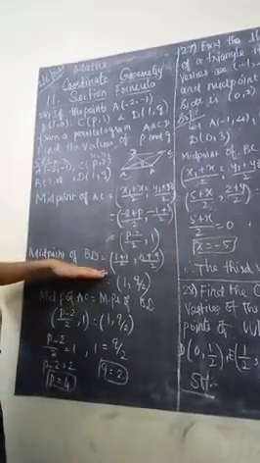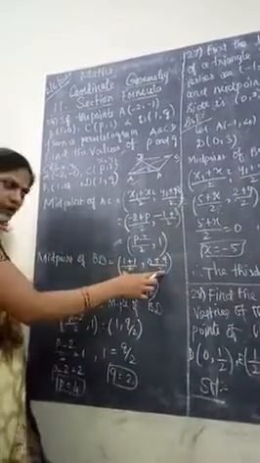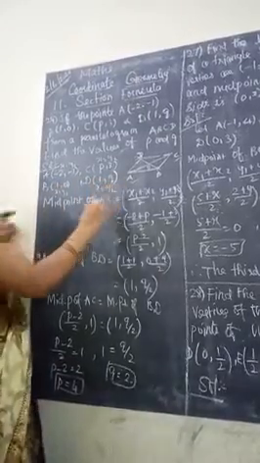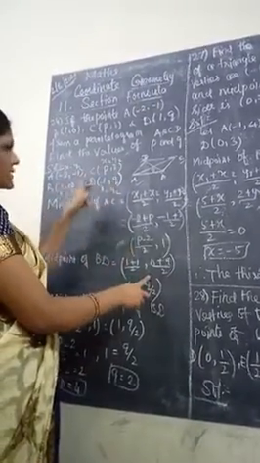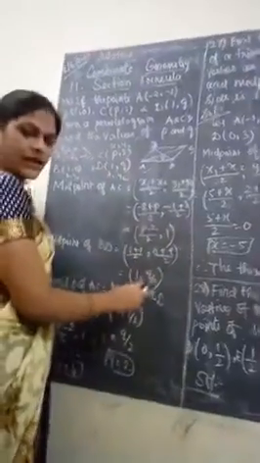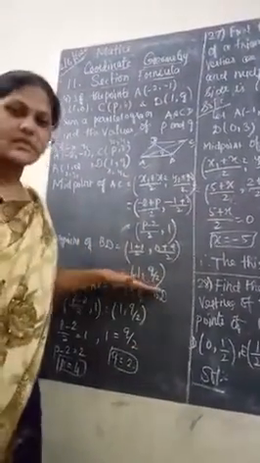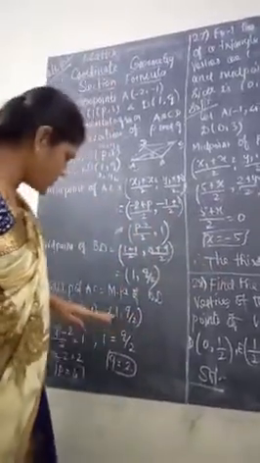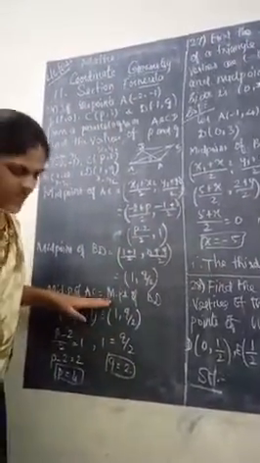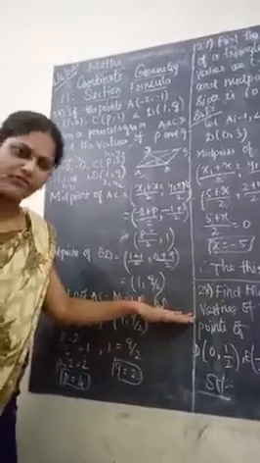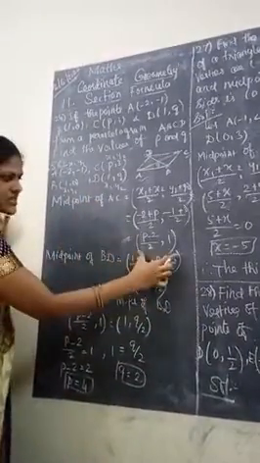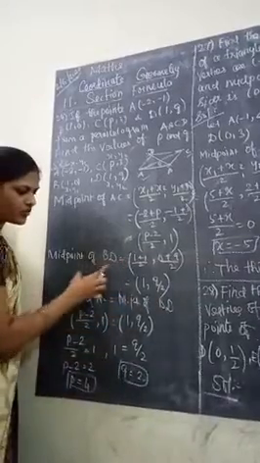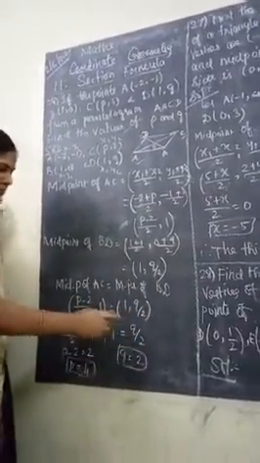Next we need to find the midpoint of BD. Again, no need to write the formula. B is x1, y1, D is x2, y2. So (1 plus 1) by 2, (0 plus Q) by 2. So 1, Q by 2. In a parallelogram, the diagonals bisect each other, so the midpoint of AC is equal to the midpoint of BD. The midpoint of AC is (P minus 2) by 2, 1, equal to the midpoint of BD, 1, Q by 2.